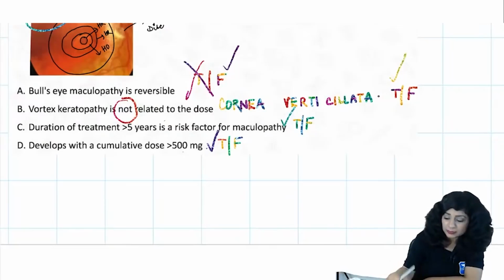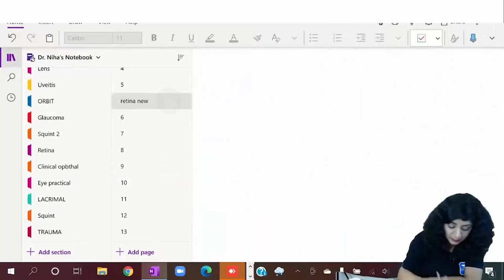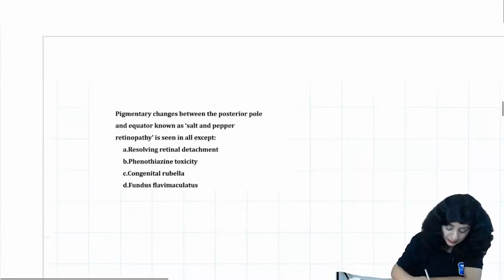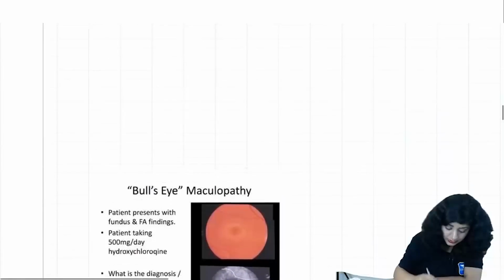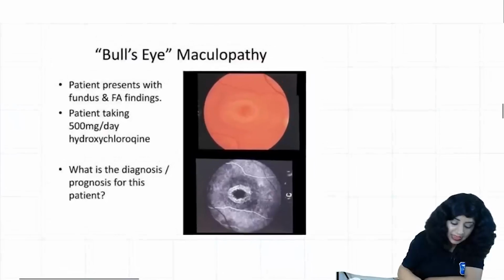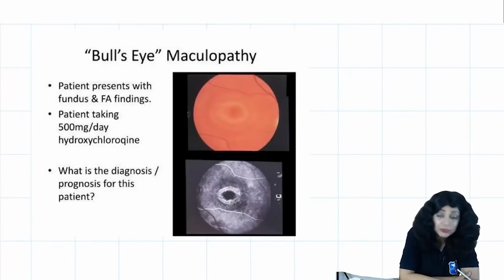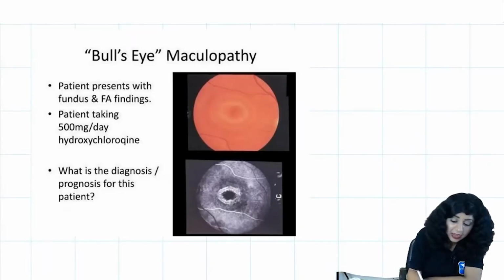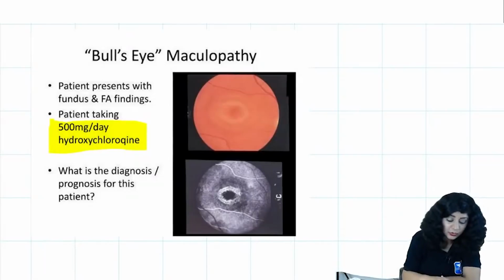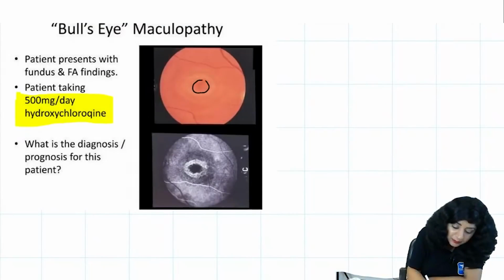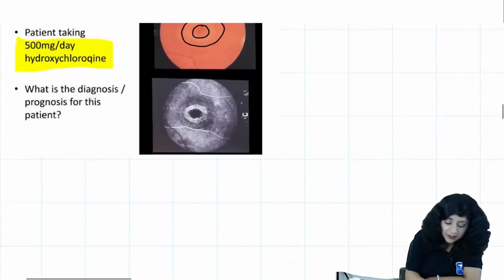It's not reversible. So we will try to see some of the important facts related to this bullseye maculopathy, because it's important. See, there is another question that you can have on the bullseye maculopathy. This is a patient who is taking hydroxychloroquine, and how much is he taking? 500 milligram per day of hydroxychloroquine. And this is the fundus picture where you have the typical bullseye maculopathy here.